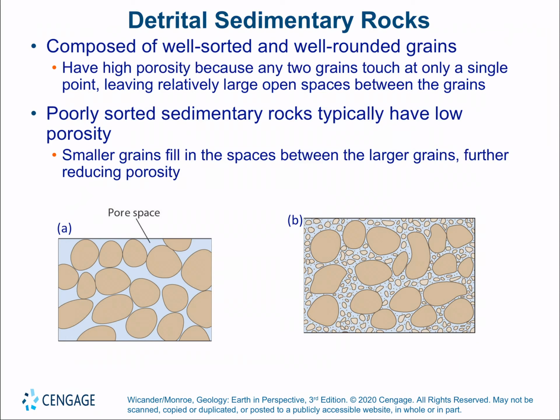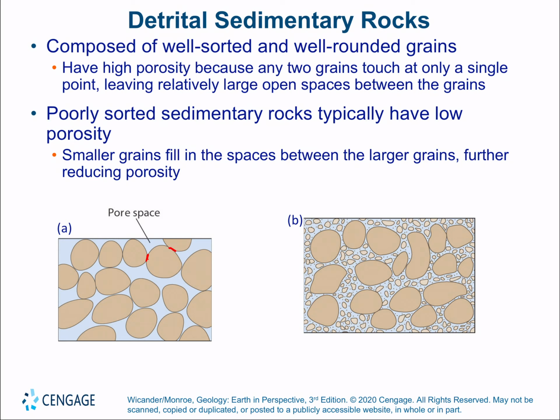Now, our detrital sedimentary rocks, those that are composed of well-sorted, well-rounded grains, are going to have a higher porosity because of where the grains can touch. They can only touch at a single point. You can see in picture A, notice these well-rounded grains, they're only touching here. Those are only touching here. So all that blue is pore spaces. So well-sorted, well-rounded would have a higher porosity.